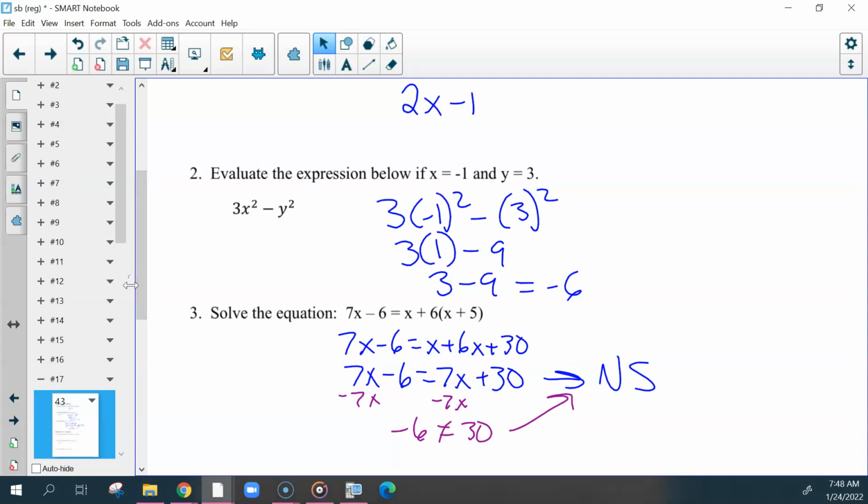And then the last one on this side, you needed to solve. When you distribute and combine your like terms, you get 7x on both sides, but your constants are different. So right there you could stop and say this would be no solution, or you could continue solving and you would either get 0 equals one of the other numbers, or -6 equals 30. Either way, those are not equal to each other, so you get no solution.